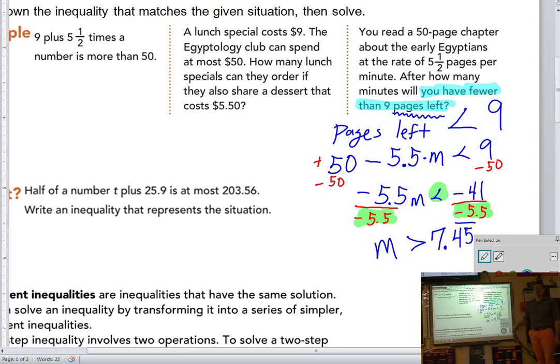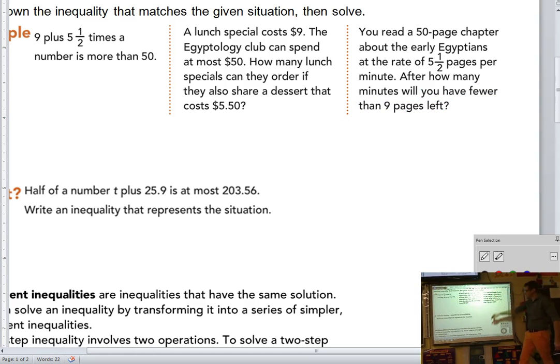So this tells you the minutes will be greater than 7.45. So approximately, how long could we say it might take them? 8 minutes. Sure, if I plug in 8, 8 is greater than 7.45. So 8 could work. Or 9, or 10, or 20, or 30, or like an hour if I was reading it.